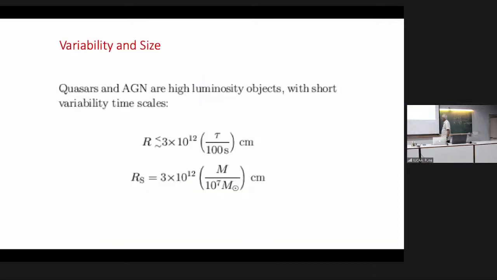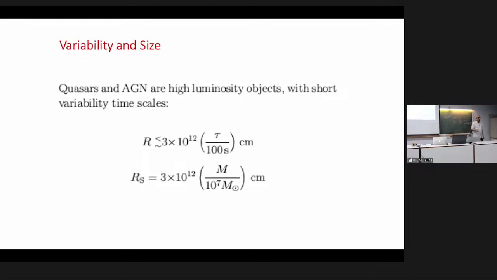So what does variability indicate? I think I already mentioned it. If there is variability which happens on a time scale of tau, then the radius of the radiating object must be less than or equal to c tau. I'm sure it has been mentioned. If an object varies on a time scale tau, then the radius of that object must be smaller than c tau.